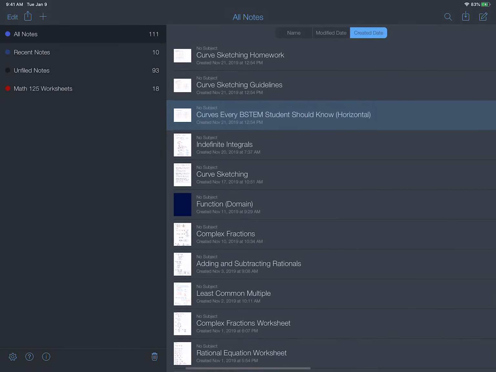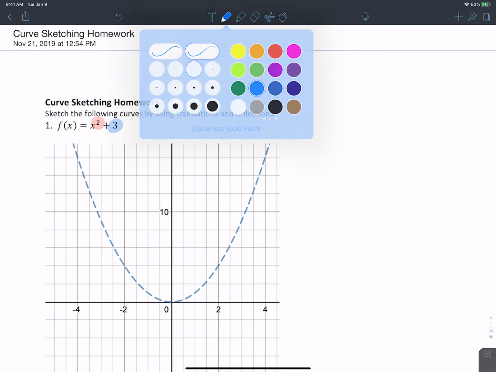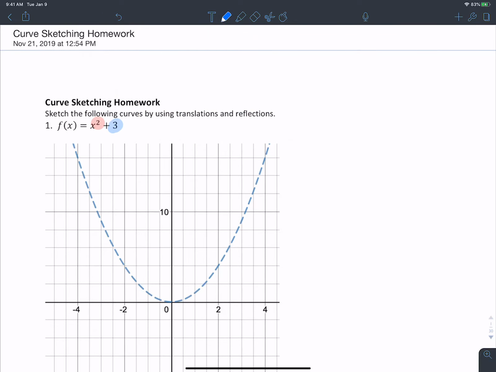So the title of this homework is Curve Sketching, and what we want to remind you is you're first looking at here a parabola. So that's x squared here. The highest power there is 2. And when you have a plus 3 here, okay, this is code for shifting your curve, your parabola curve, up 3 units here.